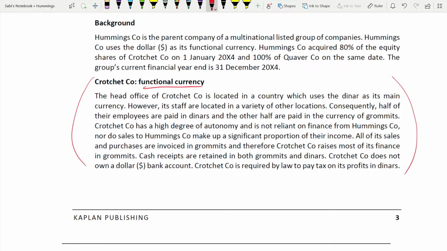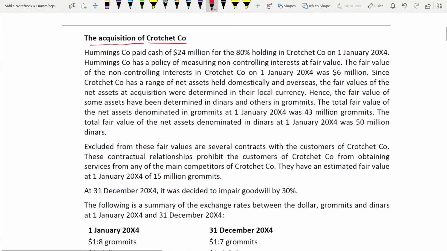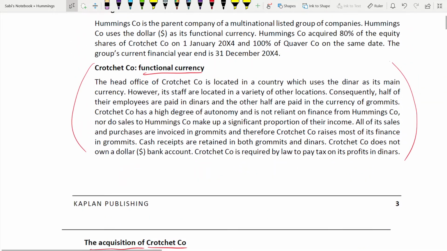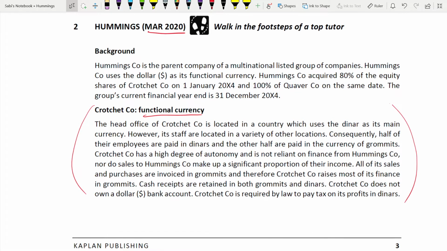For part B, yes, I need to read the acquisition to know the information to calculate goodwill and all. But always start with the background. Never skip that background, it is very important. So Humming is a parent company, and Humming uses the dollar. Parent uses the dollar as its functional currency. It's very important that you know the functional currency of the parent.